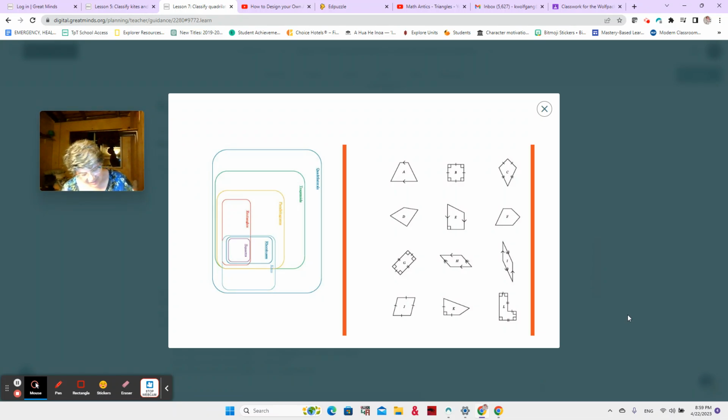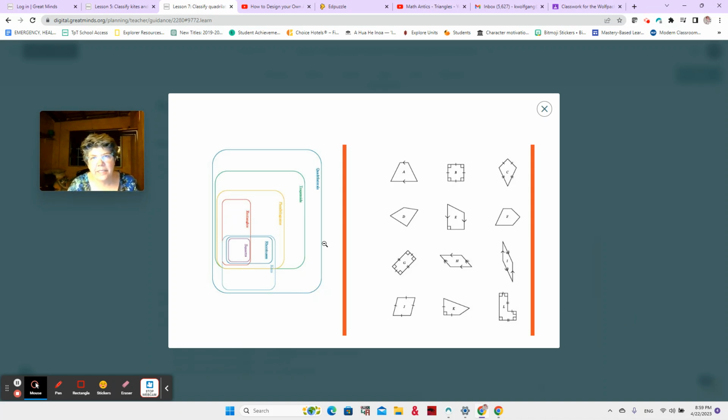All right, so hopefully you have them all there, and before you glue them down, you can think about why you placed different things in different places. Okay, so here are some questions for you. How did you know that a polygon was a parallelogram and not a rhombus?